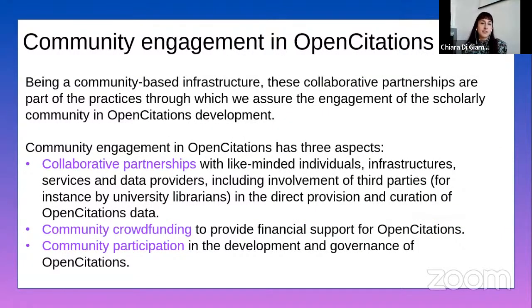Being a community-based infrastructure, these collaborative partnerships are part of the practices through which we assure the engagement of the scholarly community in Open Citations development. Community engagement in Open Citations has three aspects: collaborative partnerships, community crowdfunding to provide financial support for Open Citations, and community participation in the development and governance of Open Citations.